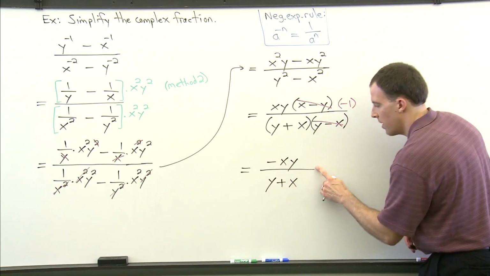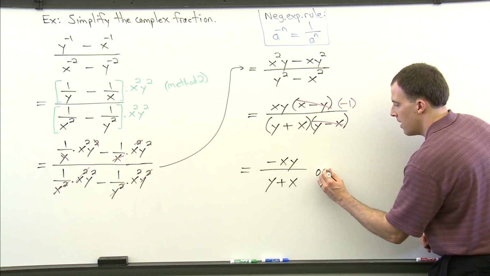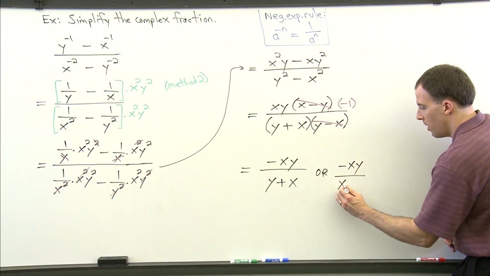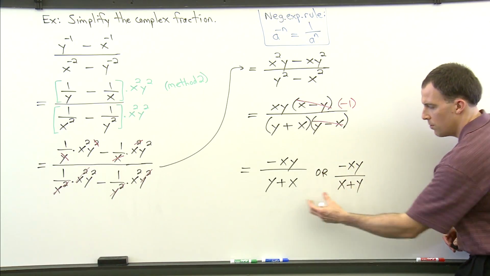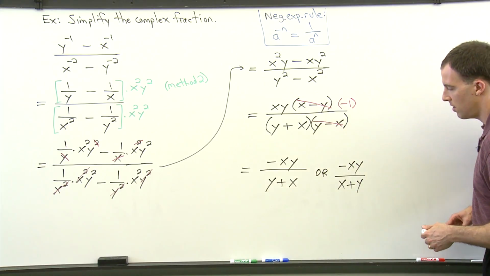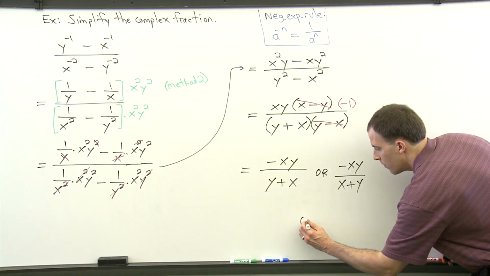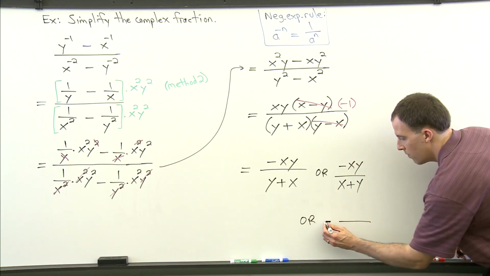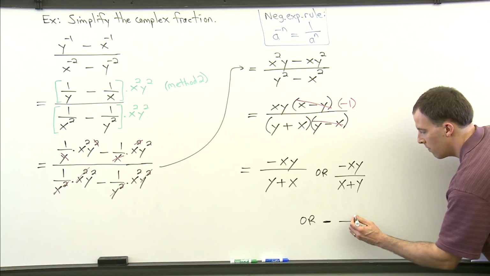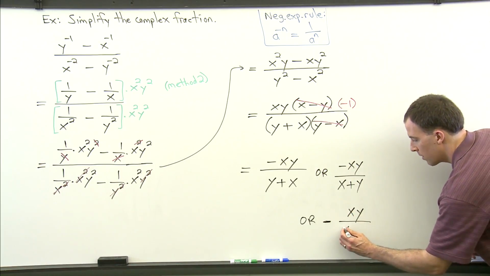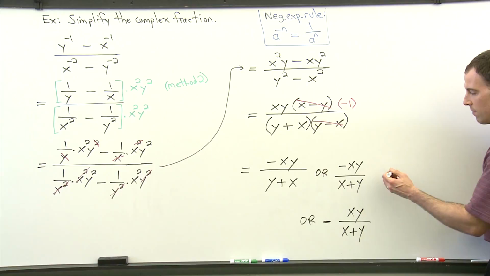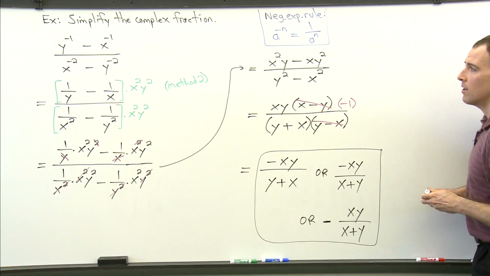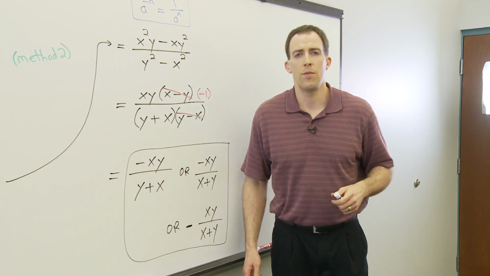And there are several other ways we could express the result here. We could write it as, I just wrote the word or, -xy over x plus y. I just rearranged the order of the two terms in the denominator to put the x first, alphabetical order. Or sometimes people like to put the negative sign out in front of the fraction instead of with the numerator. So we could write it with a negative sign out in front and then xy all over x plus y. All three of these versions here of the answer are equivalent. And there is an example of how you can tackle a complex fraction that involves negative exponents, and that was using method 2.